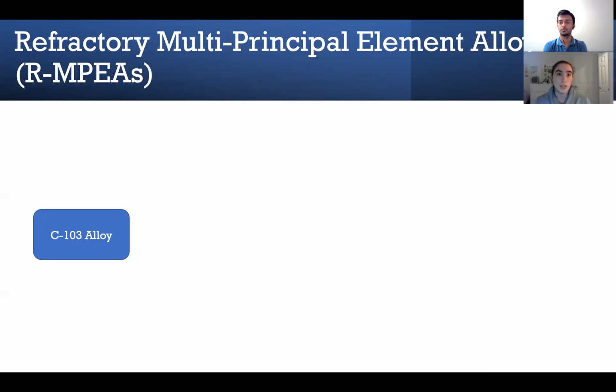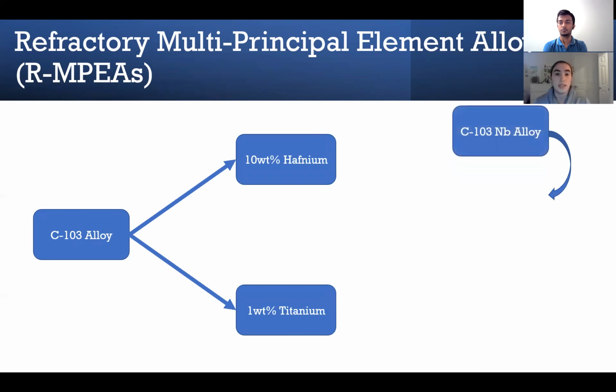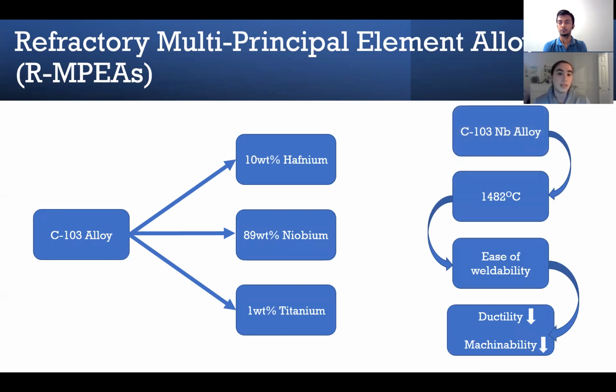One of these that's been used extensively since the 1960s is C103, which is an alloy with hafnium, titanium, but a significant portion of niobium. And this basically gives it incredibly strong properties at very, very high temperatures with a fraction of the weight that nickel-based superalloys would have. So these niobium alloys can reach maximum operating temperatures of around 1500 Celsius.